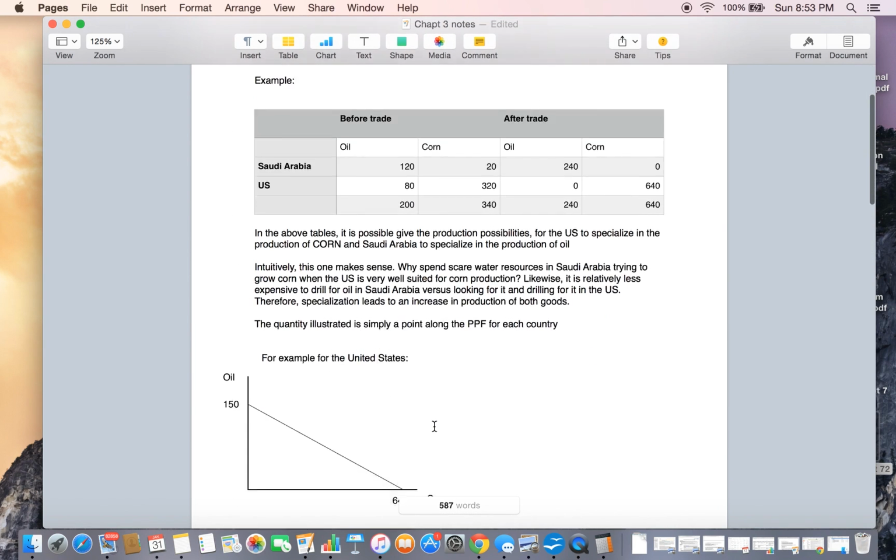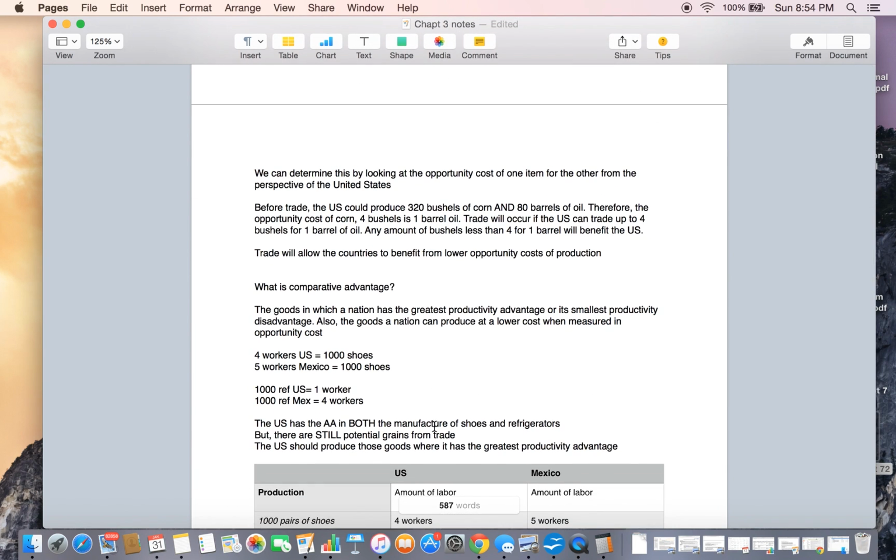So that's absolute advantage. Comparative advantage is a little bit different. Comparative advantage says that there can be countries that actually hold the absolute advantage in the production of both goods or services, but there's still a benefit from trade. The way we define this is the goods in which a nation has the greatest productivity advantage or its smallest productivity disadvantage, so the least disadvantageous good produced, will be its item of comparative advantage. So also the goods a nation can produce at a lower cost when measured in terms of opportunity cost.